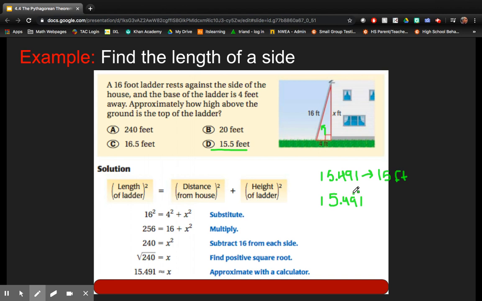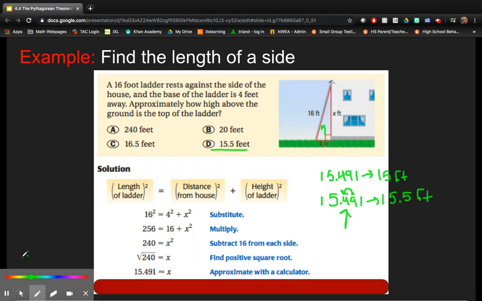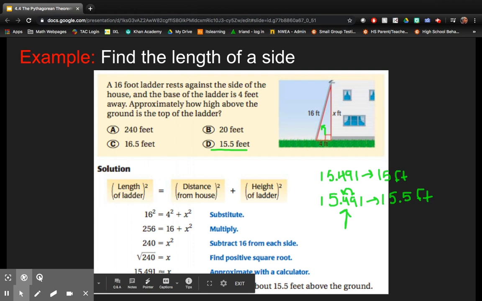Well, I look at this 9. Here's my tenths place. I look at this 9. 9 does round the 4 to a 5, or 49 does round to 50, or 491 does round to 500 because that's where it's closest to. And so this rounds to 15.5 feet, telling us that our answer is D. The ladder is about 15.5 feet above the ground.